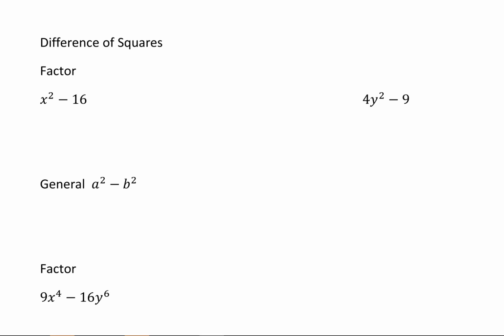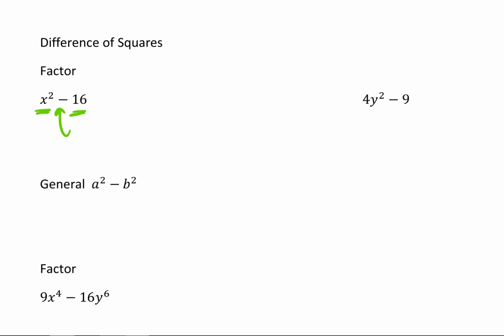We're going to look at a specific type of factoring. We've talked about this type of factoring in the past, and it's a difference of squares, meaning that we have a perfect square and another perfect square, and in the middle we have a subtraction sign.